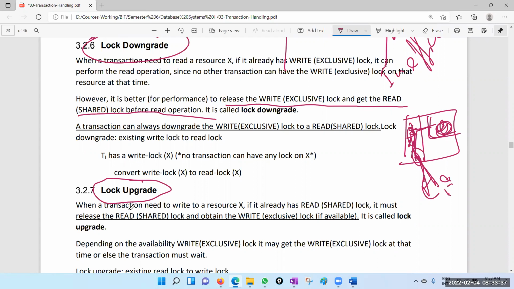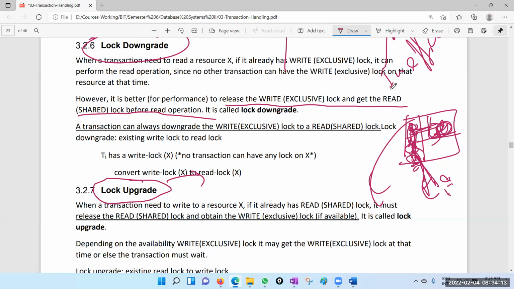But again, there's no guarantee that immediately you will get the lock upgrade, because while you are taking the read lock, maybe some other transaction has also taken the read lock. So therefore, you will not immediately get the write lock. You have to wait until the other transactions get out of this resource or release the lock. Once your read lock count is 0 only, you will be able to upgrade it to write lock. Okay, because write lock cannot be given when others are given the read lock. So you have to wait until they release it.